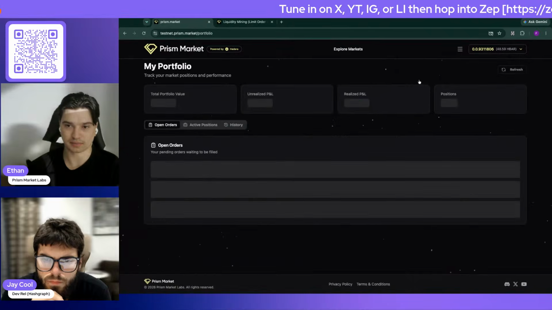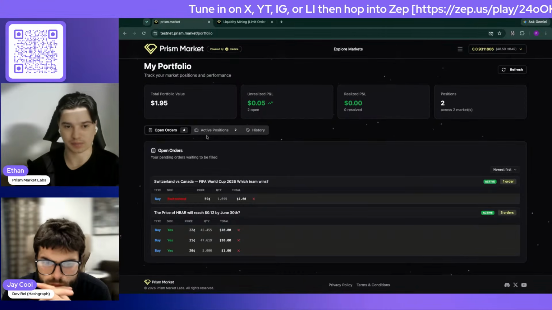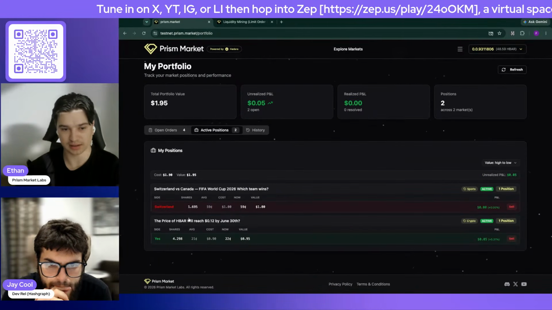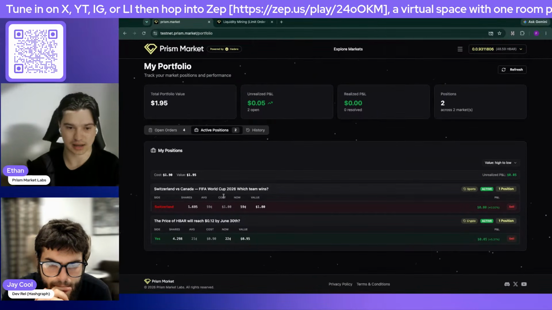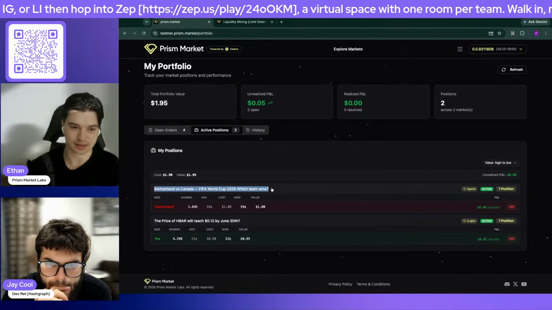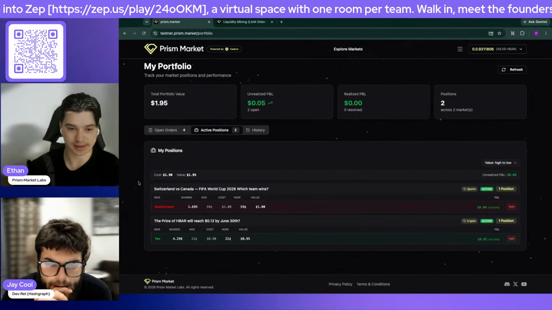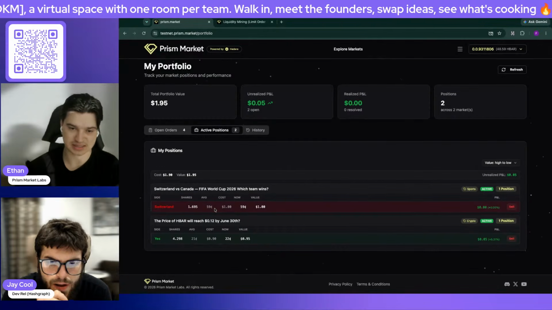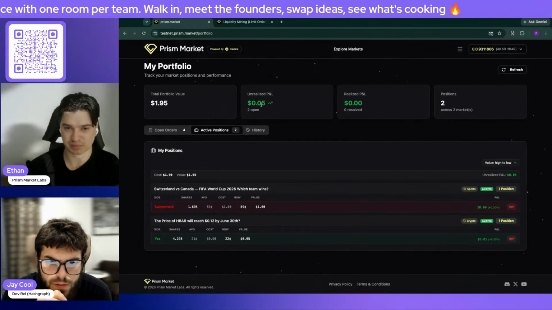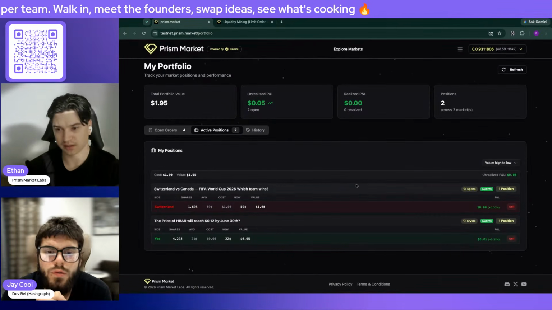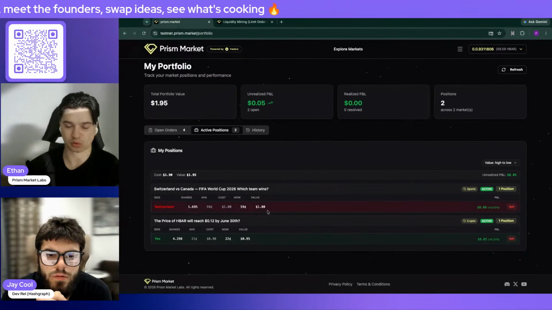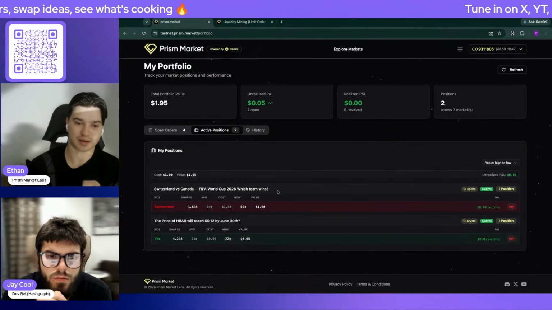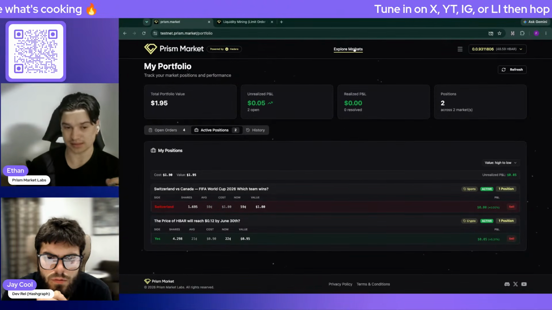If you want to track that order, you can go to your portfolio page here, active positions. You can see here, this is the market that I just purchased my shares on. And if the price ever moves, you can see the average and the unrealized P&L move in real time, which is something really cool, which was the latest update that we just released.